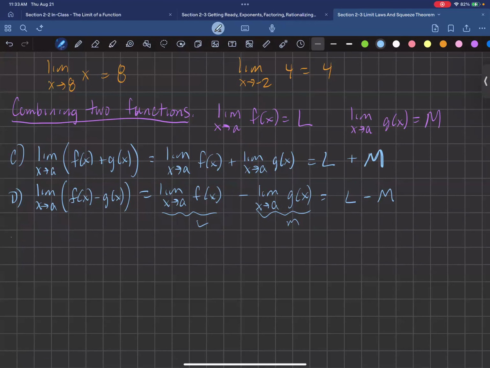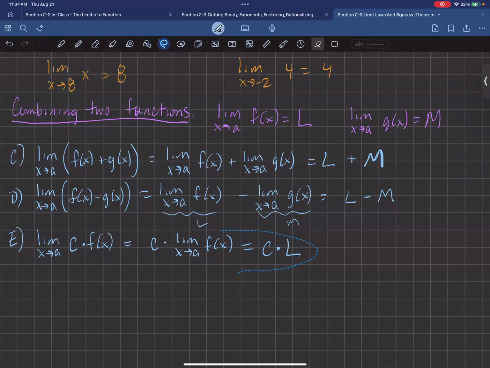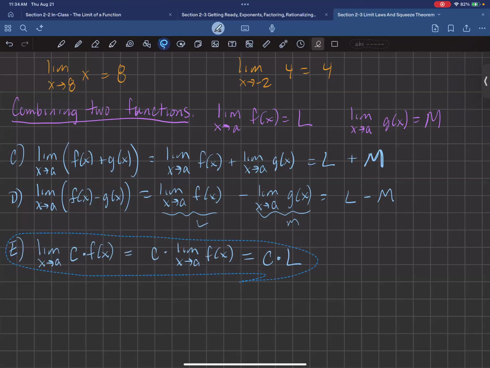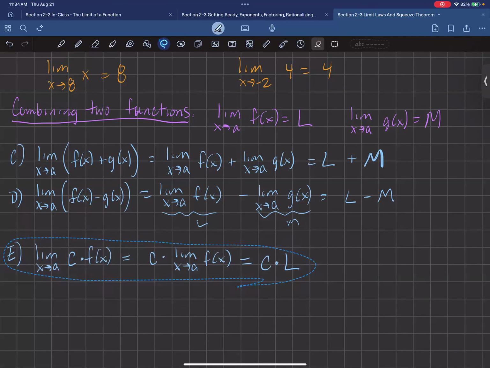Then we have the limit law for when there's a constant times it. So the limit as x approaches a, if there's a constant times f of x, we can actually just pull the constant out. And that ends up with the limit there being L from up above.